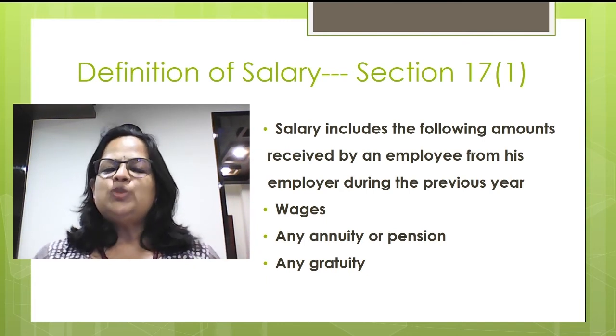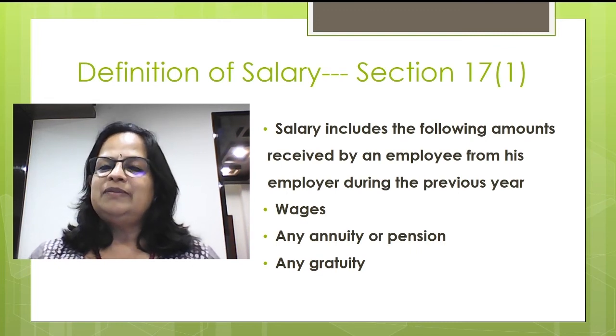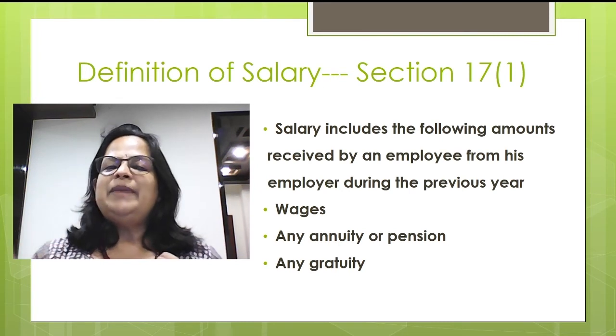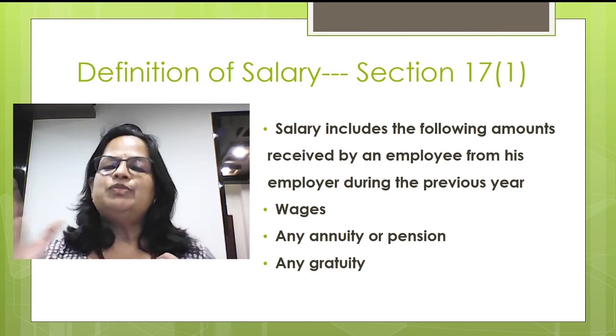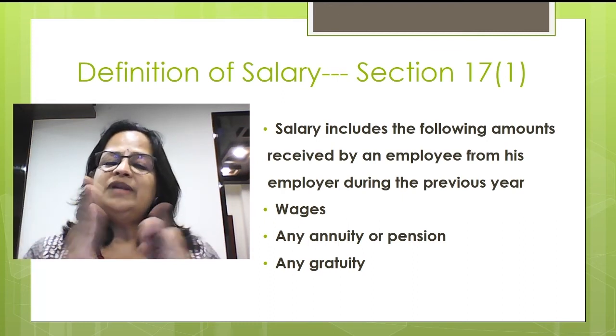Now, salary includes the following amounts received by an employee from his employer during the previous year. First one is wages. There is a difference between wages and salary. For example, take the cleaning staff in our organization. They will be paid, if we take the example of 500 rupees per day, for the days they work.